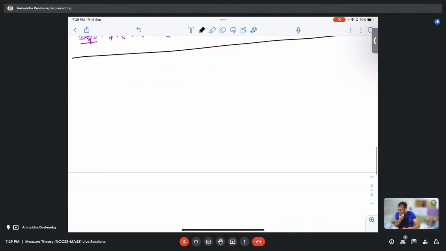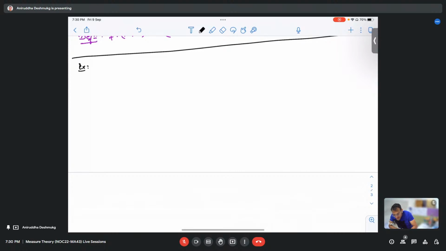Let me start with an example. I have constructed it, but it is not very difficult. I am going to give you a function, and I want you to tell me what are all the values that it takes. Let us not call it a simple function. We'll see whether it is a simple function or not.